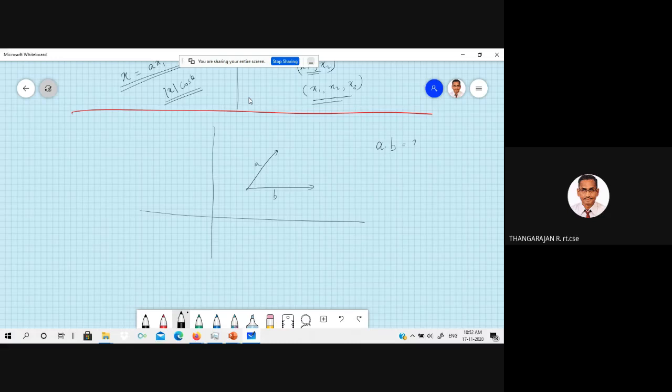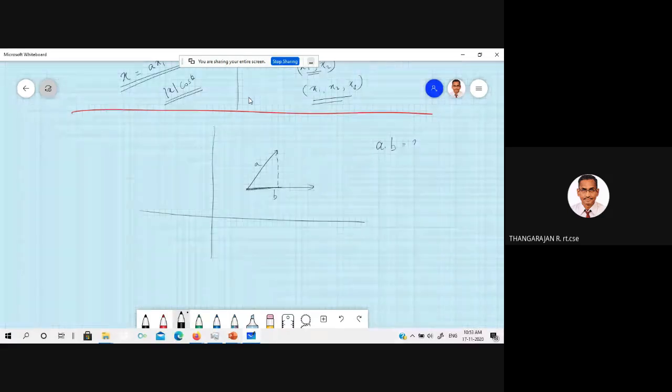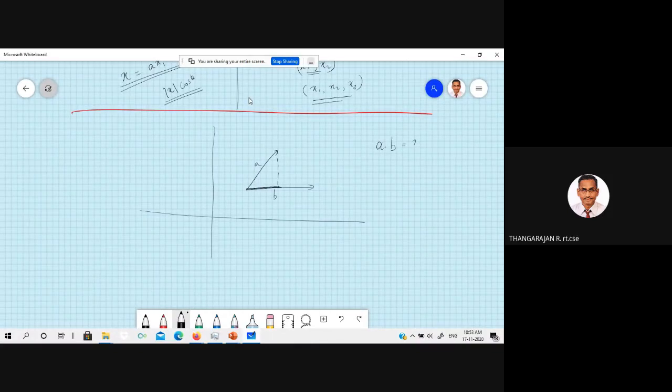What is that equal to? It is the projection of A on B. This area is the projection of A on B. That is what the dot product is all about: the projection of A on B. So what is the projection of A on B? Suppose the angle between the two is theta. The projection of A on B will be A into B into cos of theta.